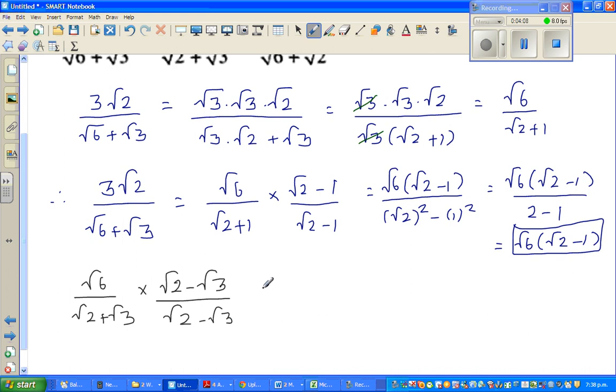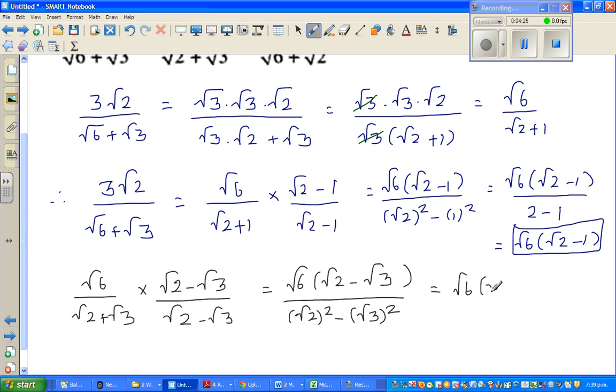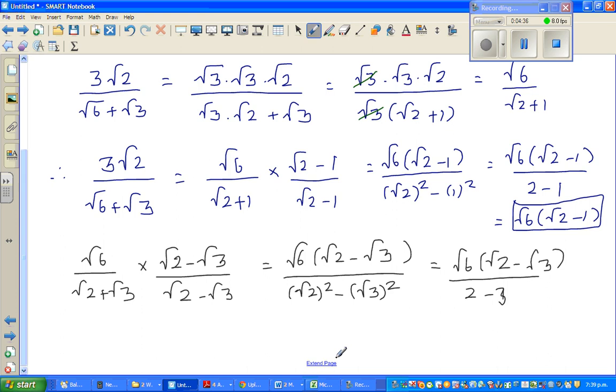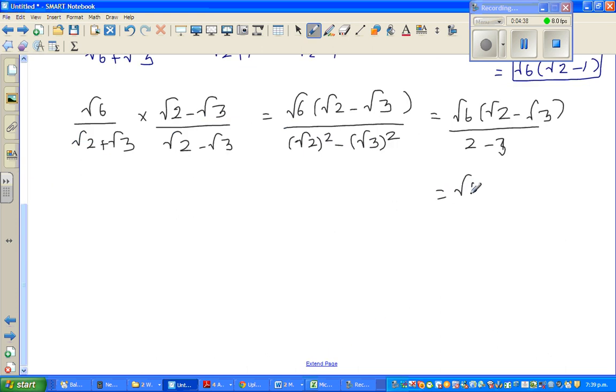So which is root 6 times root 2 minus root 3, over root 2 squared minus root 3 squared, which is nothing but root 6 times root 2 minus root 3 over 2 minus 3, sorry. So this simplifies to root 6 times root 2 minus root 3 over negative 1.